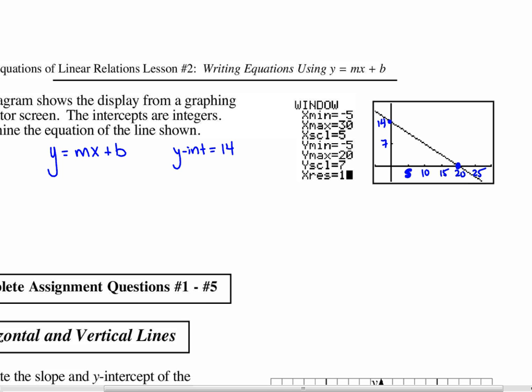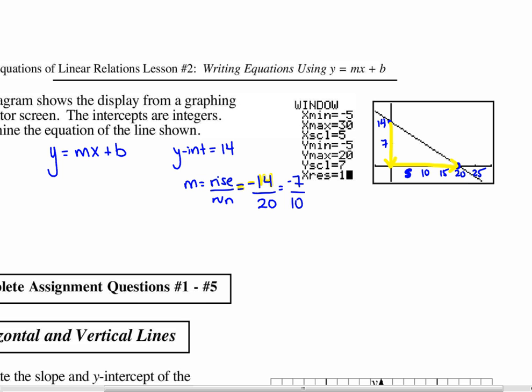We can use rise over run. So if slope is rise over run, I'm going from the y-intercept to the x-intercept. Do I go up or down? Down 14, negative 14. And then right how much? Right 20. Does that reduce? Negative 7 over 10. Divide both by 2.